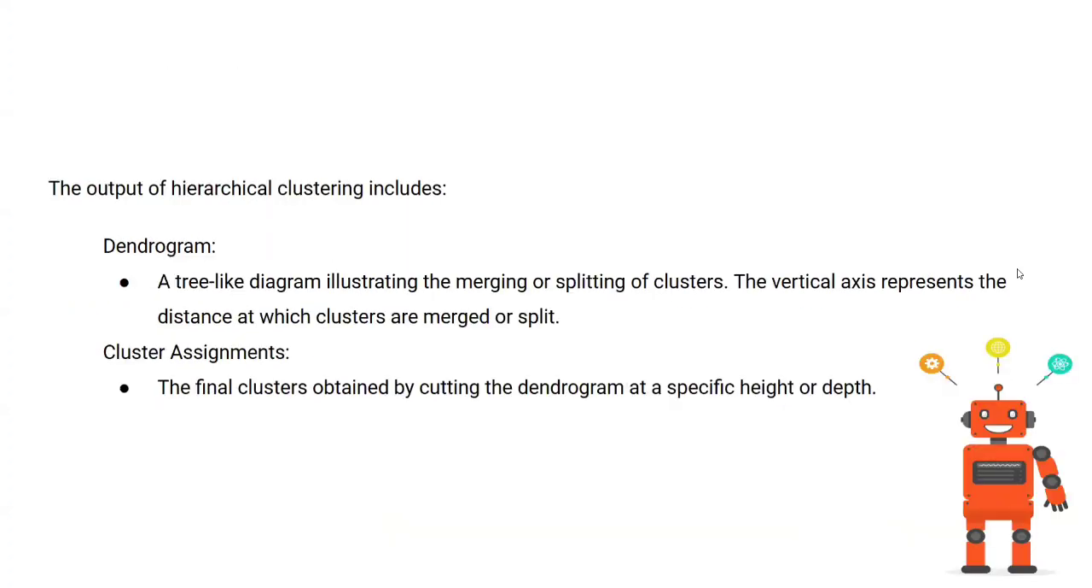The output of hierarchical clustering includes a dendrogram, a tree-like diagram illustrating the merging or splitting of clusters. The vertical axis represents the distance at which clusters are merged or split. And then cluster assignments, the final clusters obtained by cutting the dendrogram at a specific height or depth.